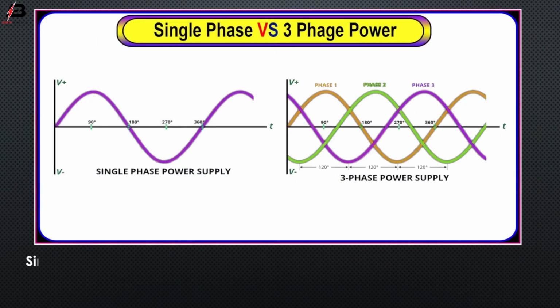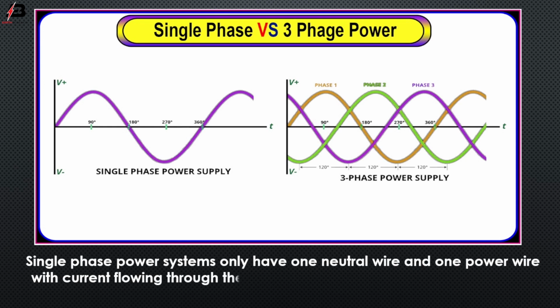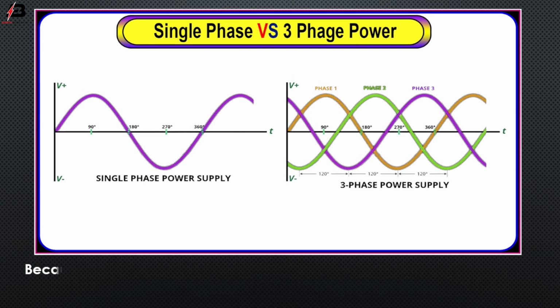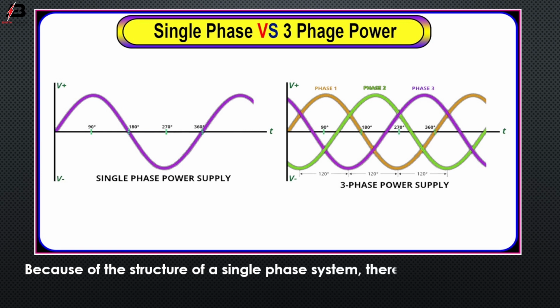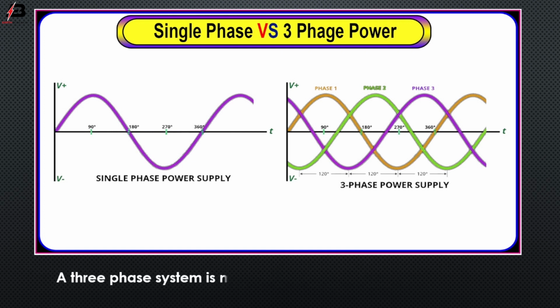So viewers, let's start. Single phase versus three phase. A single phase power system only has one neutral wire and one power wire with current flowing through them. In a three phase system, there are three power wires carrying the load. Because of the structure of a single phase system, there are peaks and dips in power that change during the cycle. A three-phase system is more steady and can carry a higher load.